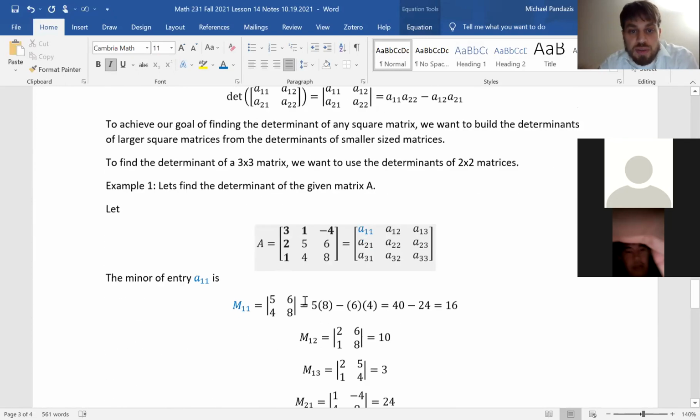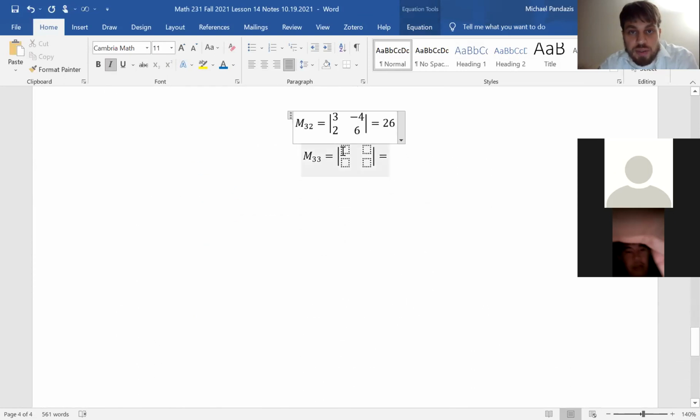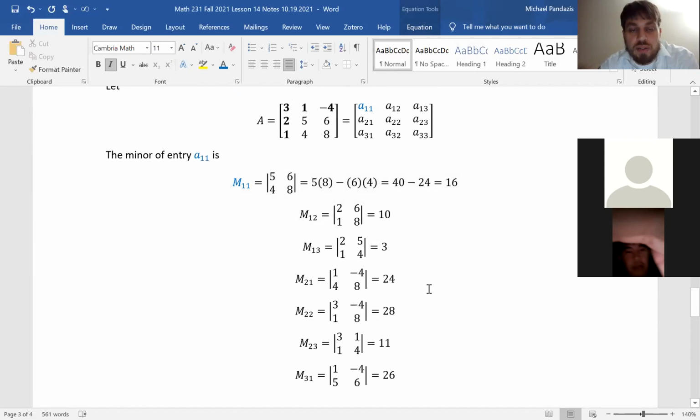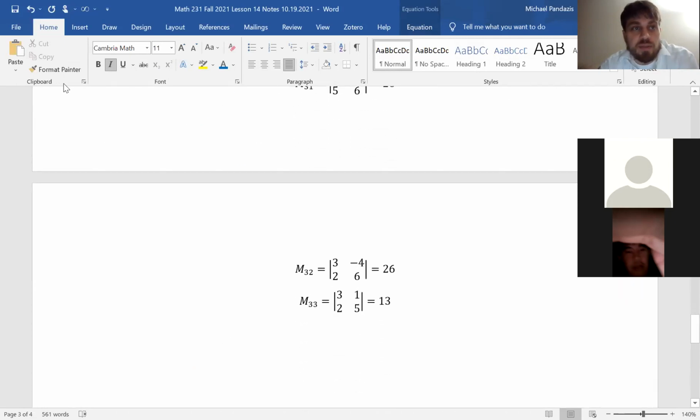And then M33, third row, third column: 3, 1, 2, 5. You cross them out, and you get 15 minus 2, which is 13. Okay, so these are all of the minors of each of those entries. There are 9 entries, so there are correspondingly 9 minors.